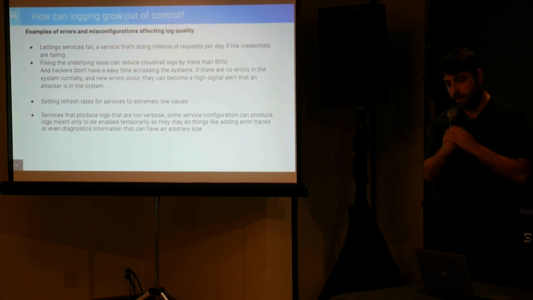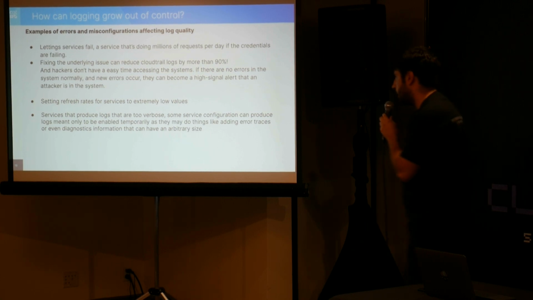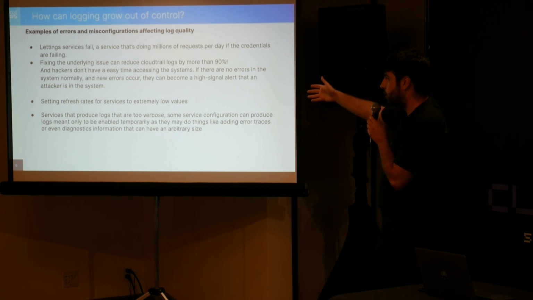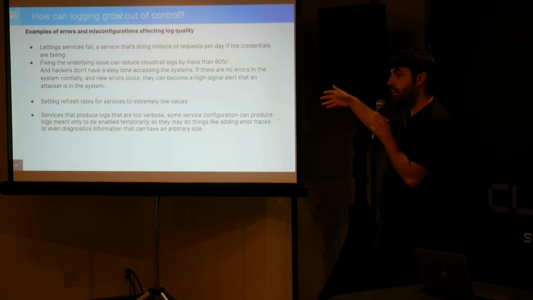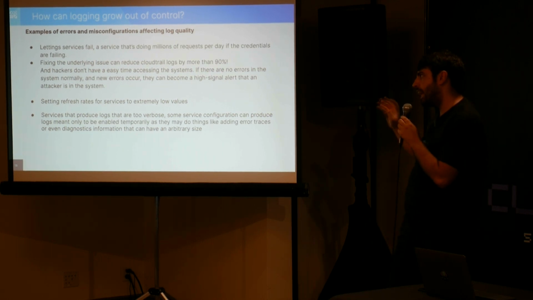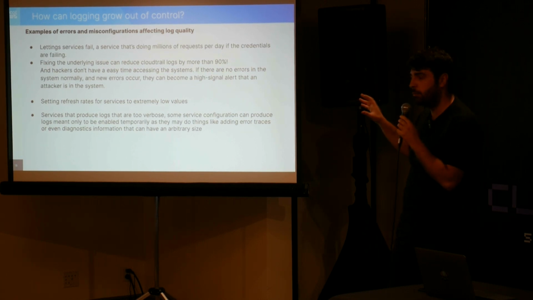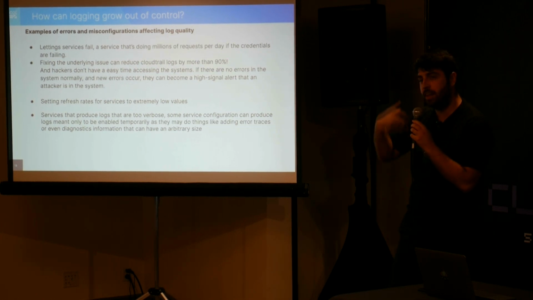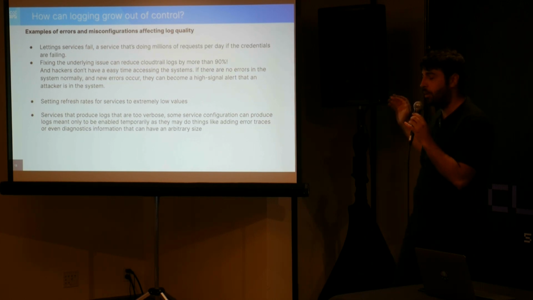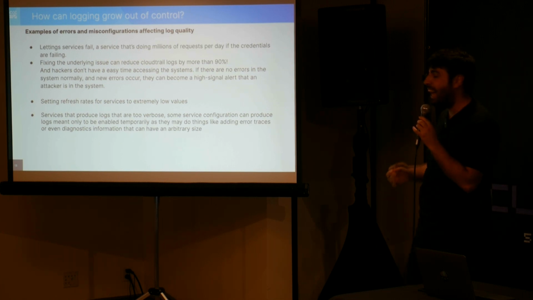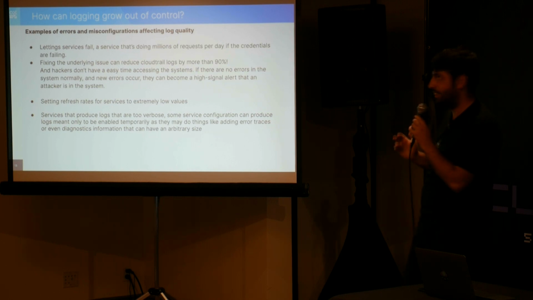So here, I already talked about it. This is an example of errors and misconfigurations, like setting refresh rates that are way too low, or services whose logs are way too verbose. The cloud doesn't do this as badly, but there will be applications that send the log and just send a stack trace in the log. And if there is a constant error that gives you the whole stack trace, that can become completely unmanageable very quickly. And by unmanageable, the cloud will manage it. You will just get the bill later.